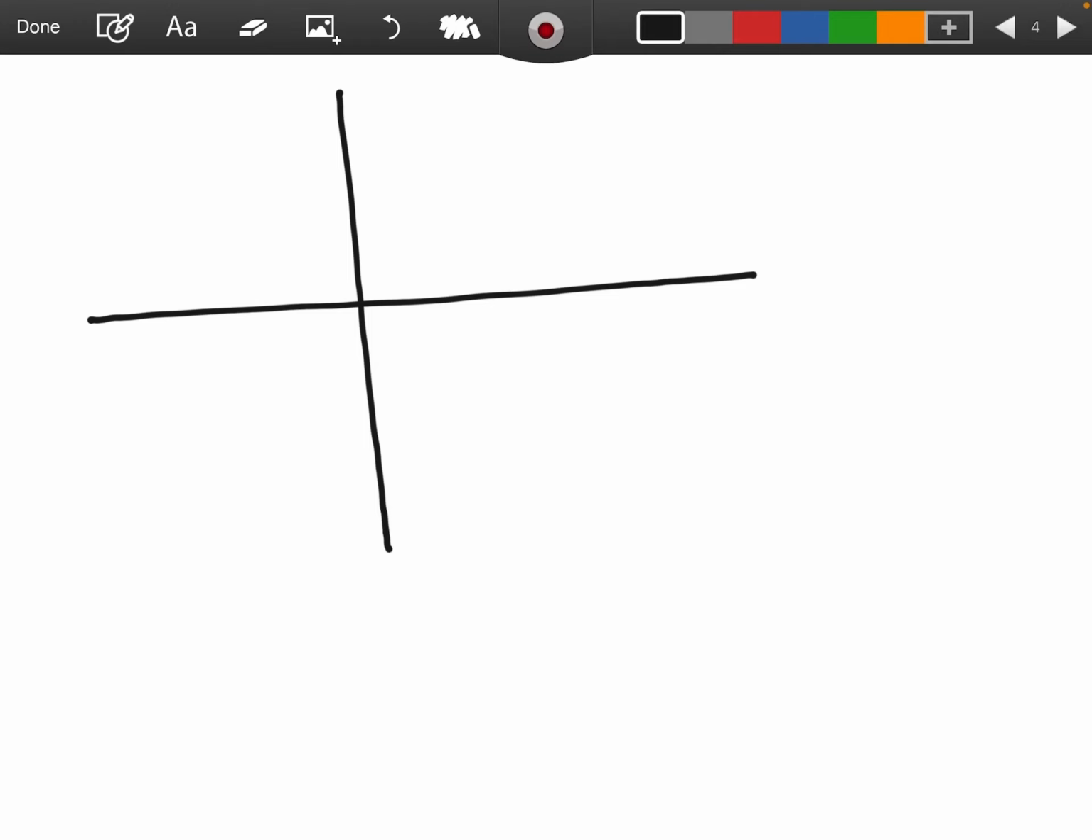We're going to do a couple other examples. And these are just sketches of graphs. So bear with me while I draw these.